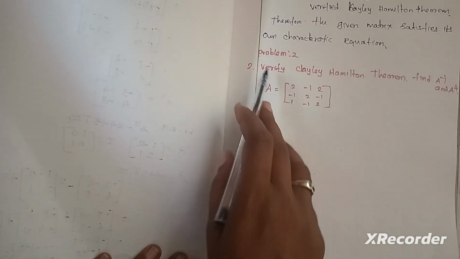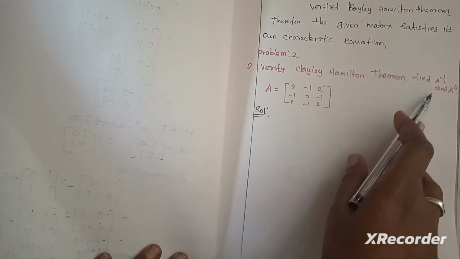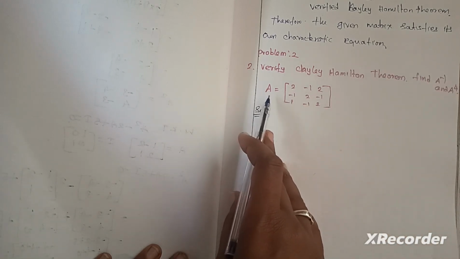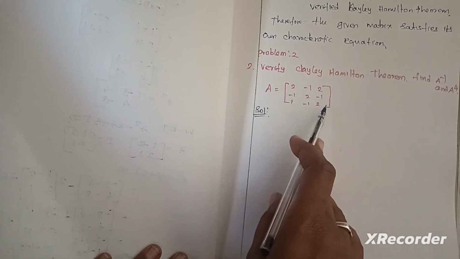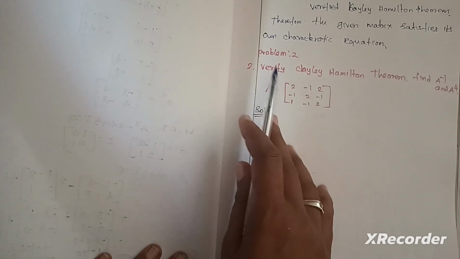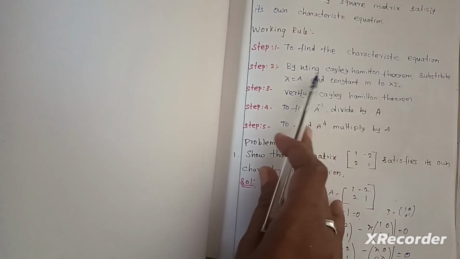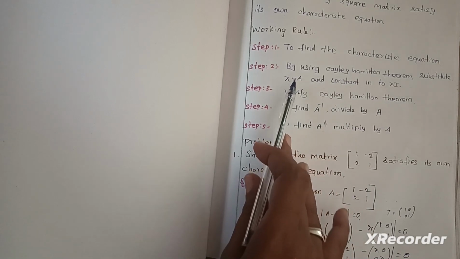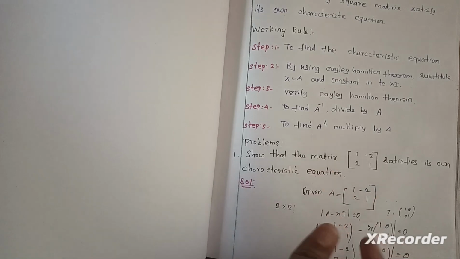Next we see problem number 2. Verify the Cayley-Hamilton theorem. Find A inverse and A to the power 4. Given matrix A equals 2, minus 1, 2, minus 1, 2, minus 1, 1, minus 1, 2. Now the solution for the Cayley-Hamilton theorem verification. What are the rules? First we have to find the characteristic equation. Next, Cayley-Hamilton theorem substitution, lambda equal to A, then verify. Then we find A inverse and A to the power 4.